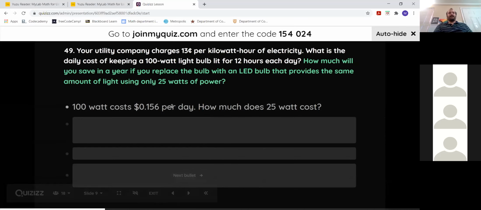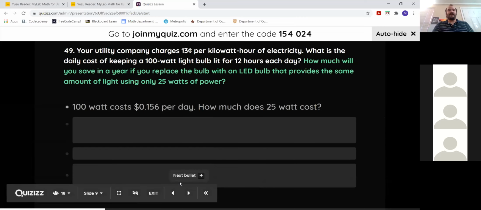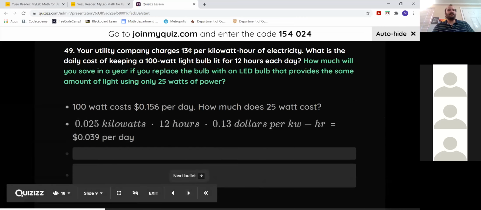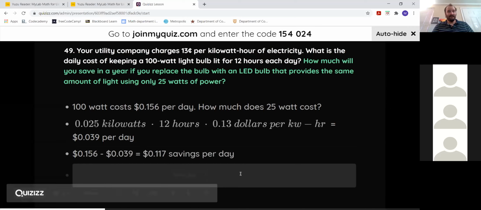This was from the previous problem. 100 watts cost you that much per day. The 25 watts, if we want to figure it out, I believe it's almost 4 cents a day. I think some people rounded it last time and they got 16 minus 4. I think that even gives you the same solution, but I could be wrong. It might give you a cent off.